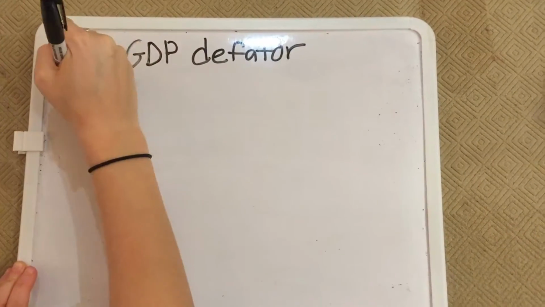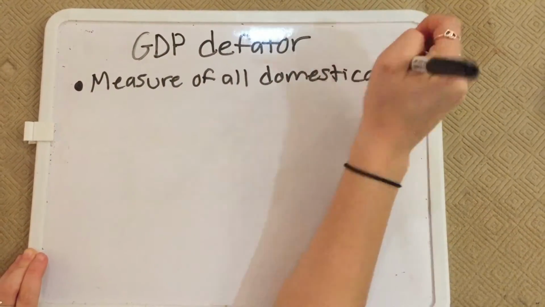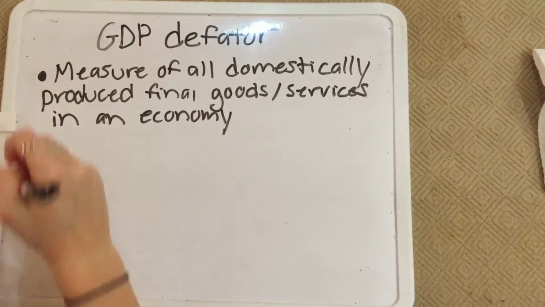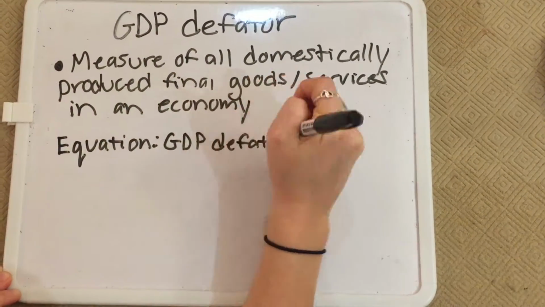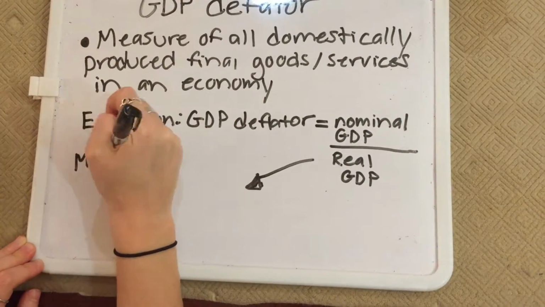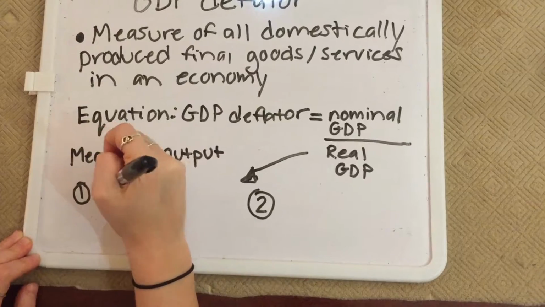A GDP deflator is the measure of all domestically produced final goods and services in an economy. This includes prices for businesses and governments, goods and services, as well as goods and services produced by consumers. The equation is GDP deflator equals nominal GDP over real GDP.